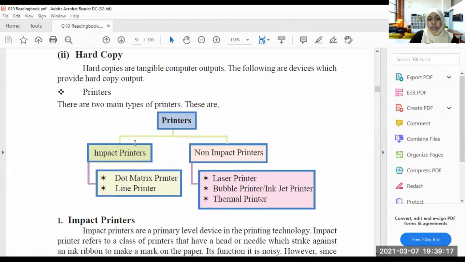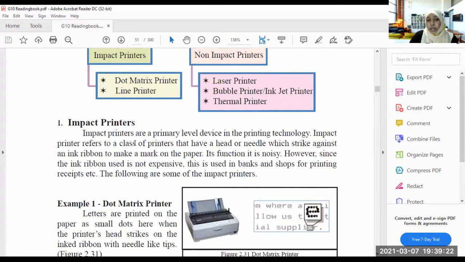So now we'll see what is the meaning of impact. Impact printers are a primary level device in the printing technology. First of all, when they invented the printers, the primary level device of the printer were the impact printers. Impact printer refers to a class of printers that have a head or needle which strikes against an ink ribbon to make a mark on the paper.